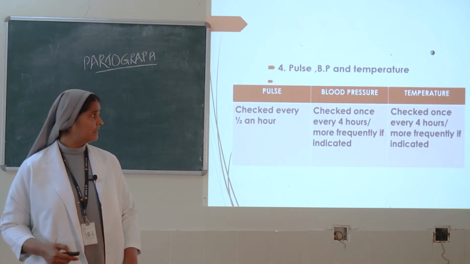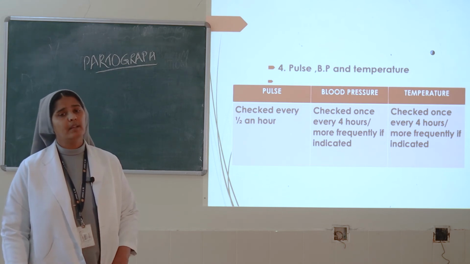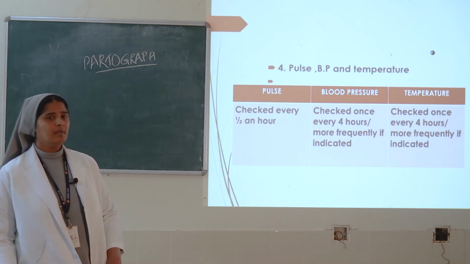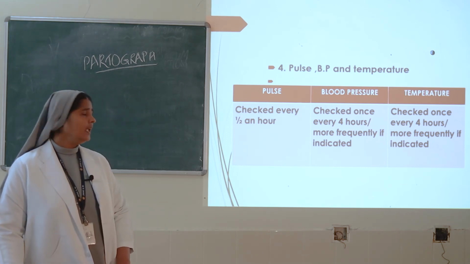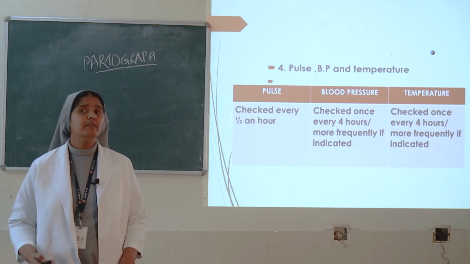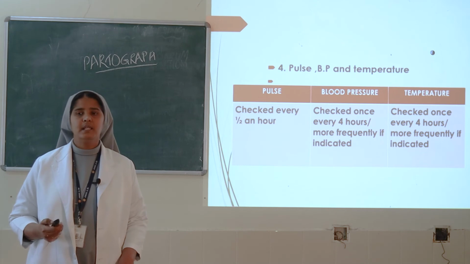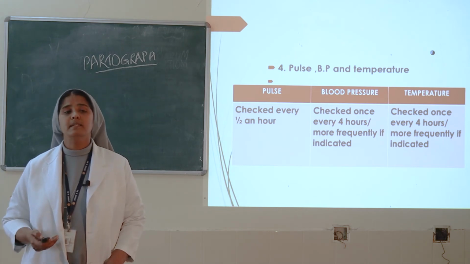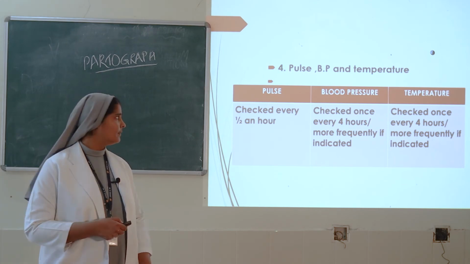Then the next maternal condition is the pulse rate, BP and temperature. This is a little important while we are assessing the mother, because these are the physiological parameters of maternal well-being, and the pulse rate should be checked every half hour. Every half hour we are supposed to check the maternal pulse rate. The reason is, if the mother is going into dehydration, there can be tachycardia. That is why we are always assessing the pulse rate.